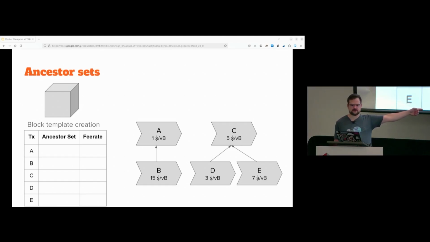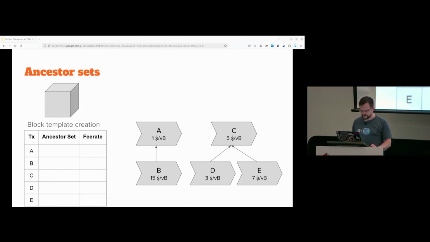Transaction B, though, makes this a CPFP constellation. The child pays for the parent. So together, these 2 transactions as a package are a lot more attractive than 1 sat per vbyte. All my transactions here have the same size. So the package AB will have a fee rate of 8 sats per vbyte. 15 plus 1 divided by 2.